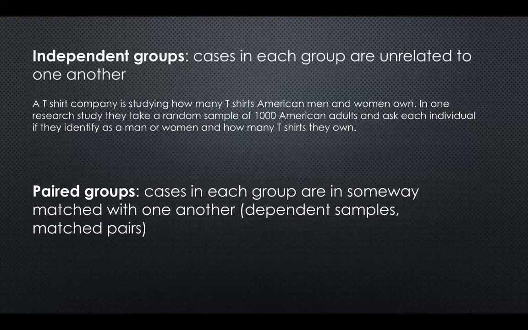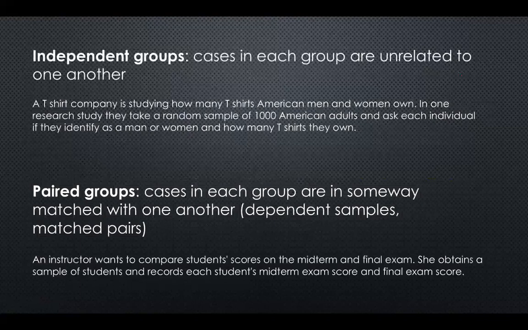Paired groups: cases in each group are in some way matched with one another. So an instructor wants to compare student scores in the midterm and final. She obtains a sample of students and records each student's midterm exam score and final exam score. So here with paired, you want to take note that they're comparing the midterm and the final exam score with each student, so that's how they're paired.